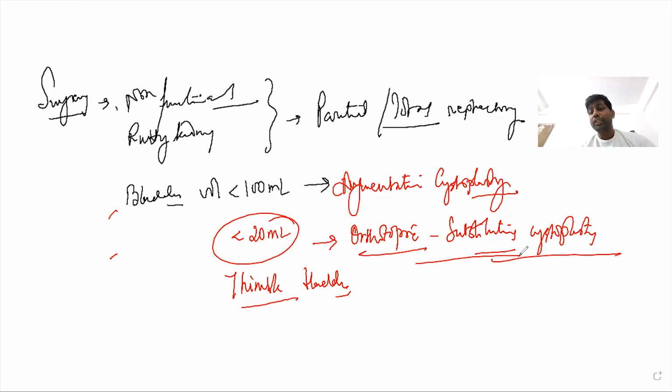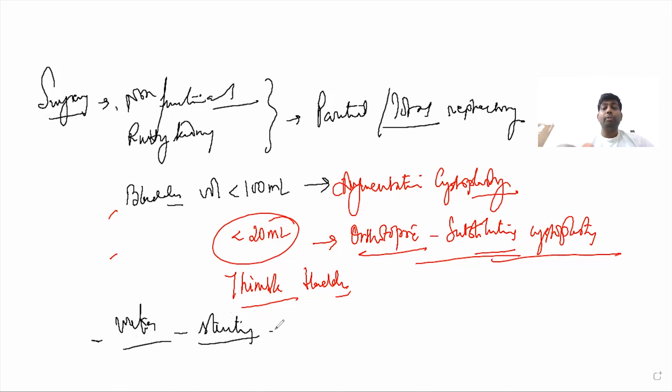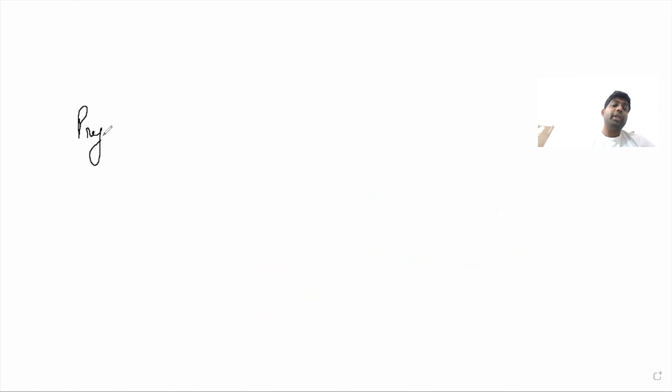In case of ureteric stricture, we can go for stenting. A few other things to remember: if there is a pregnant lady with genitourinary tuberculosis, we usually don't give pyrazinamide. Pyrazinamide is contraindicated.